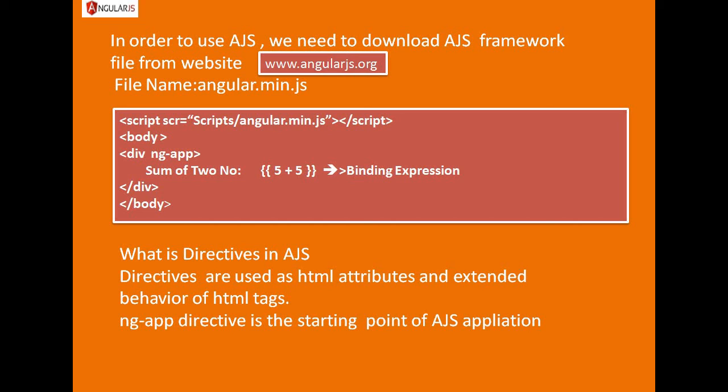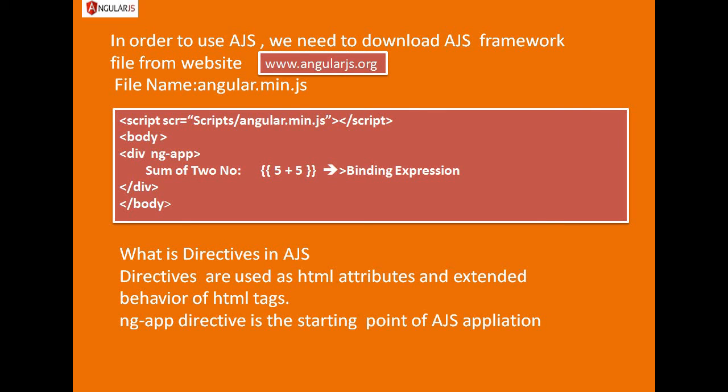In order to use AngularJS, we need to download the AngularJS framework from the website angularjs.org. The file name is angular.min.js. Min is nothing but a minified version, and we can see a sample code. In the code we have the ng-app directive. And what are directives in AngularJS? Directives are used as HTML attributes and extend the behavior of HTML tags.